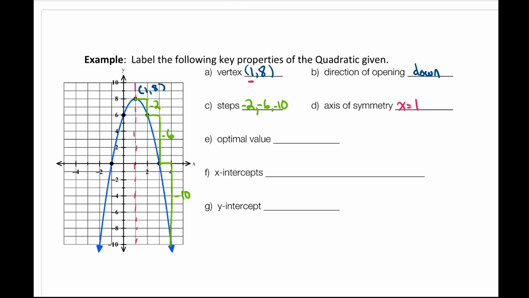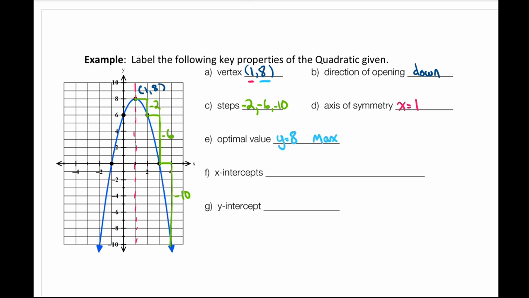The optimal value of our quadratic comes from the y value in the vertex. So in this case, our optimal value is y equals 8. And because our graph opens down, this is going to be a maximum value.